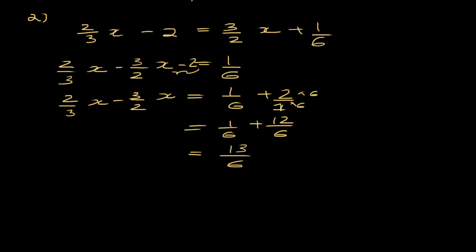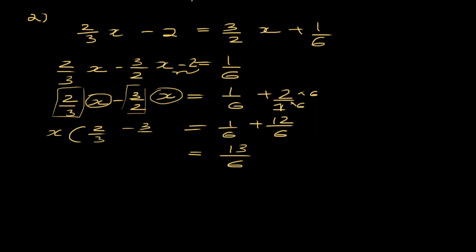And on this side, since we have the same variable, we can just do the math on the coefficients and then combine them together. If we remember the distributive law, this is the same as x times 2 over 3 minus 3 over 2. If you were to distribute this out, you get the same thing. So all you have to do is treat the coefficients as their own numbers and simplify that.